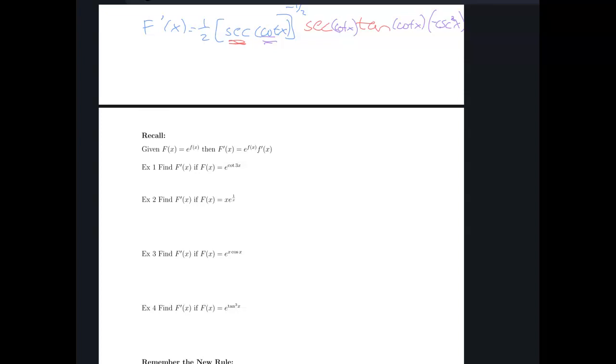All right, reminding ourselves of the derivative of e to the f of x, or e to the stuff. The derivative is e to the stuff times the derivative of stuff. All right, here we go.